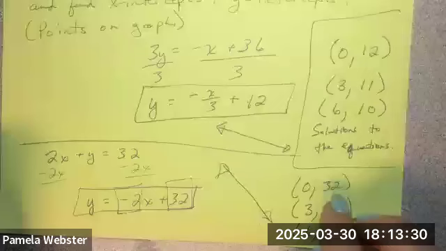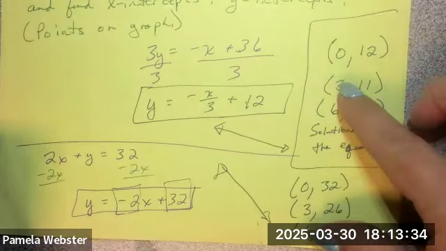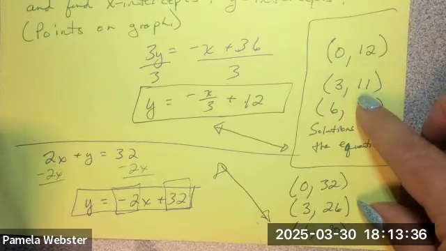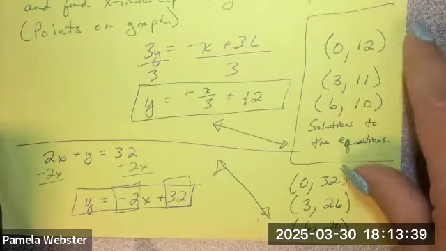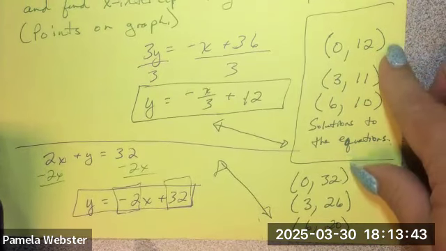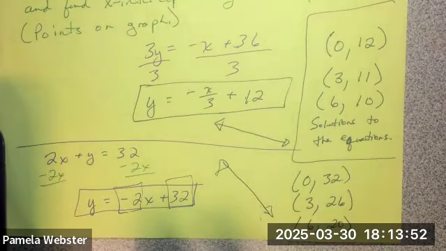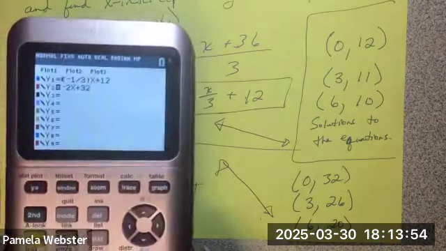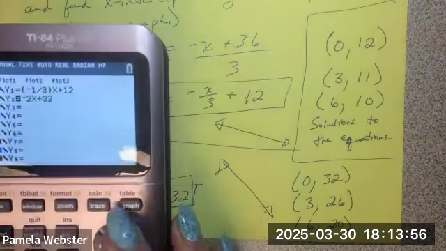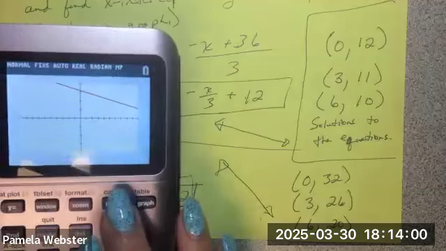But the problem is when you look at this, is 0, 32 a solution to both of these equations? No, Dr. Webster, it's not, right? Because up here it's 0, 12, down here it's 0, 32. We can't have two y values for zero, or I wouldn't have a function, right? These are linear. These are nice and straight, right? They're not going to loop back around or do anything crazy.